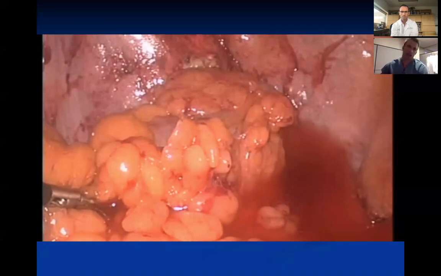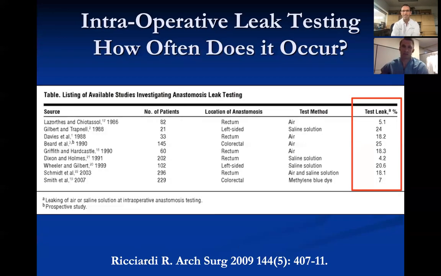And do we have any more video, is that the follow-up test where we were leak free? Yeah, that's the follow-up one. Great. In this particular case, I believe that this particular person got a diverting loop ileostomy. But again, when we talk about intraoperative leak testing, how often does it occur?